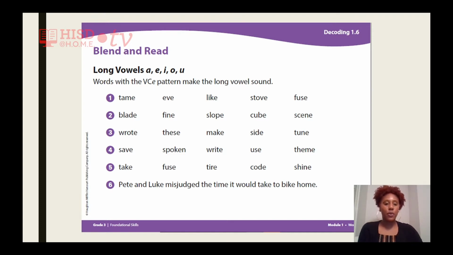All right, let's read the next row of words. So row 2: blade, blade. Fine, fine. Slope, slope. Cube, cube. Scene. Wrote, wrote. Ease, these. Make. Side. Tune.